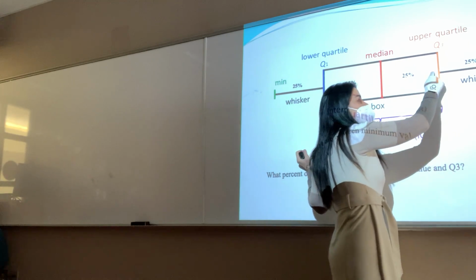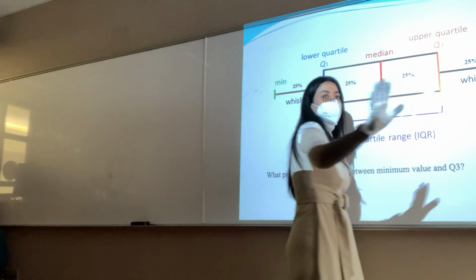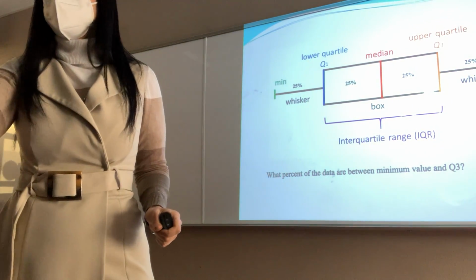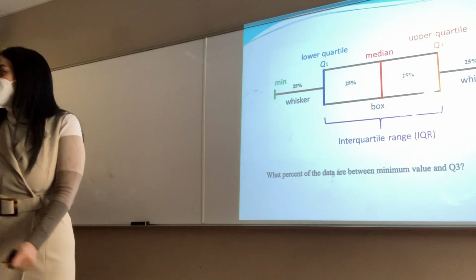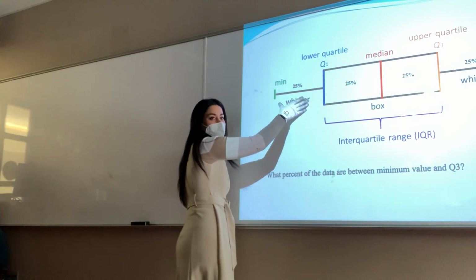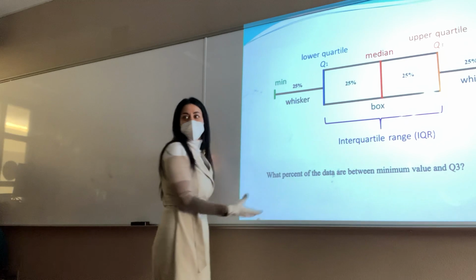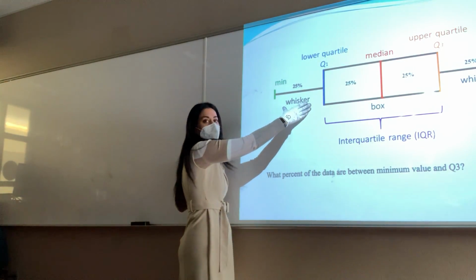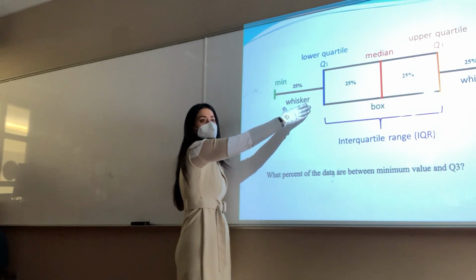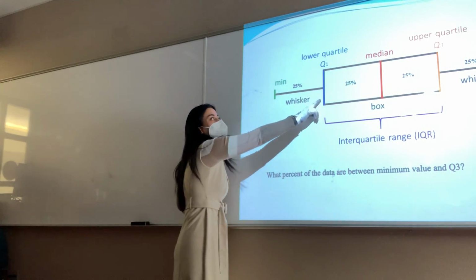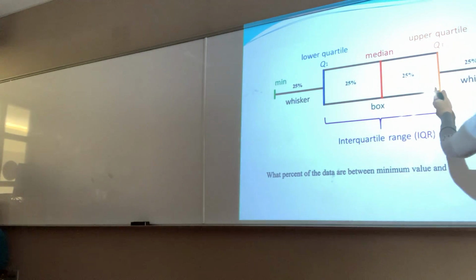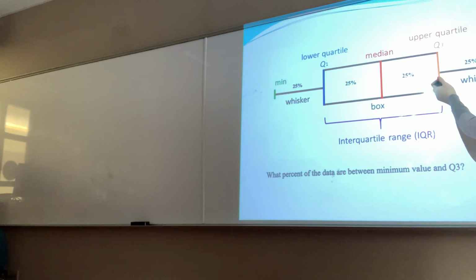And then another 25% of observations. So how can I say that? I can say if I have 100 students, 25 students have height between the minimum height and the first quartile. Is that easier now? Is that better now? 25 students out of 100 will fall between the minimum height and the first quartile height. And then 25 students out of 100, their height falls between Q3 and the maximum.